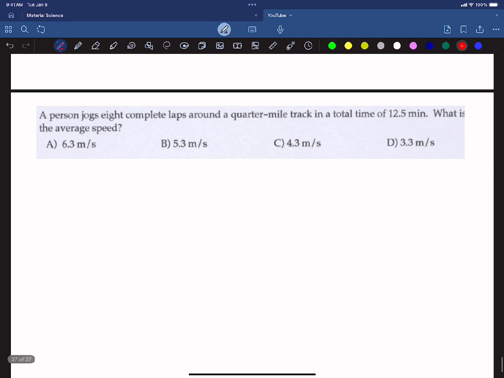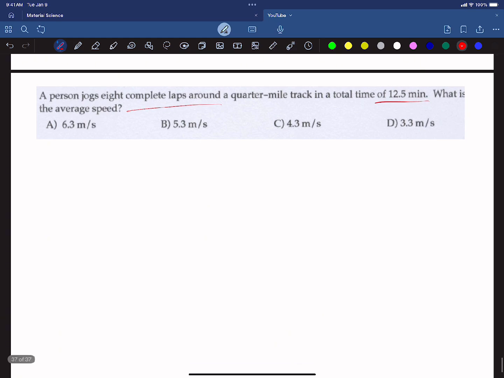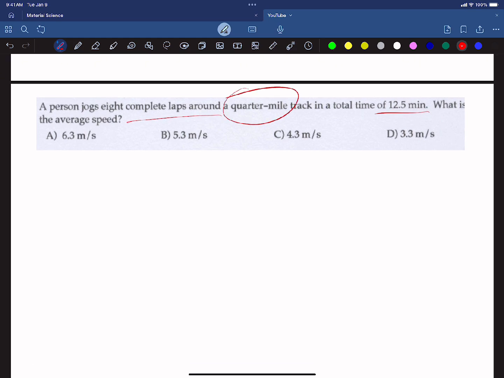In this question, a person jogs 8 complete laps around a quarter mile track in a total time of 12.5 minutes. What is the average speed? Now, for that we need to find the total distance covered by this person for the quarter mile track for 8 complete laps. So for that we need to first find the distance.